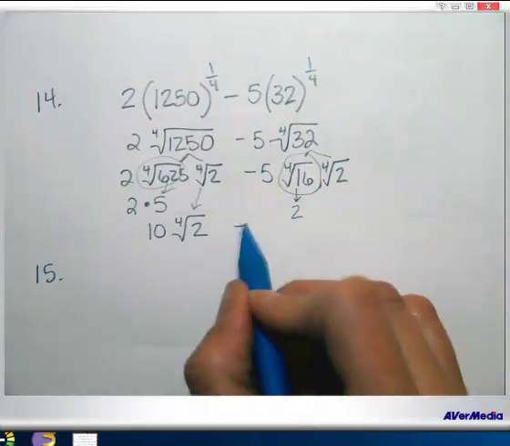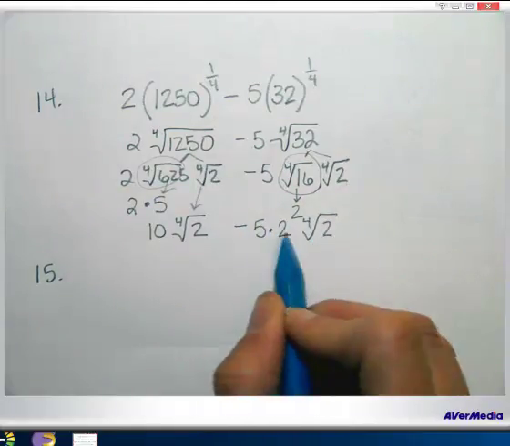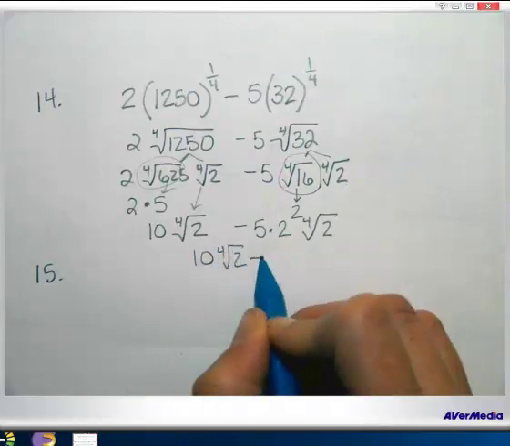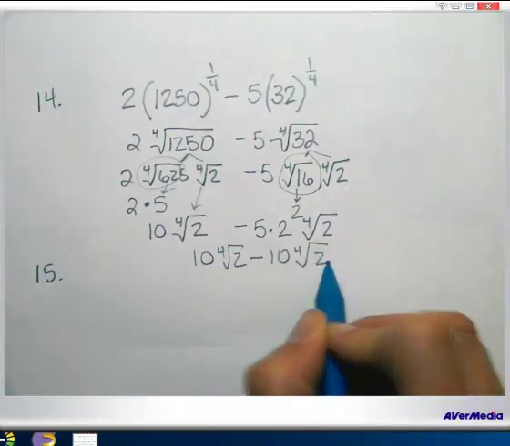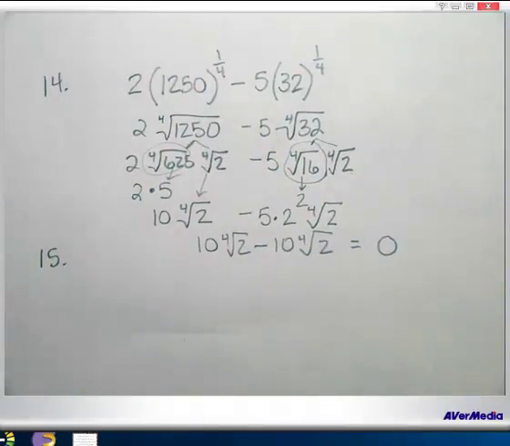So now we have -5 times 2 times the 4th root of 2, but this is -10. So look at 10, 4th root 2 minus 10, 4th root 2 is going to be, am I right? Yeah. Could you say 0 times 4th root 2? Yeah, but that's 0. And so we have nothing left when we're done with this one.